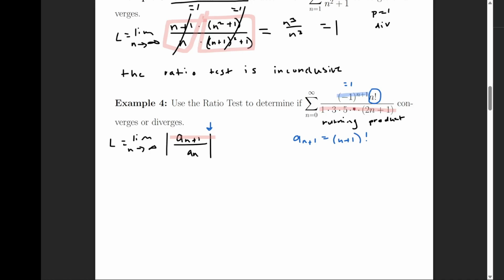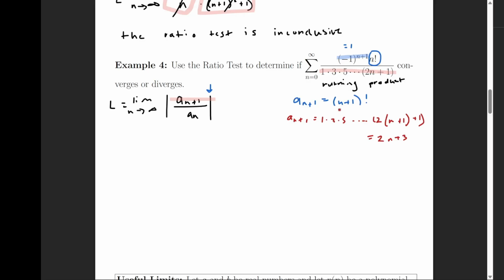And then for the bottom, a sub n, we gotta write it all out. So 1 times 3 times 5, blah blah blah, 2n. Remember 2 is on the outside of n, so it's 2, and then n plus 1, and then plus 1. So then you do it all out. So this is also 2n plus 3 when you take the a sub n.